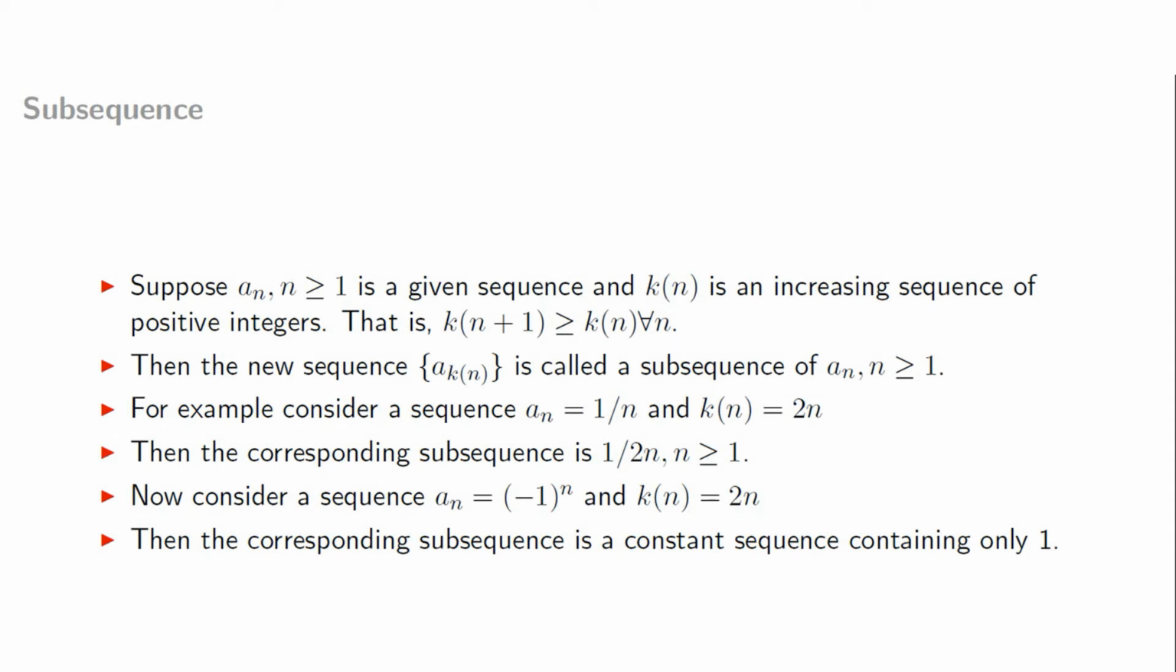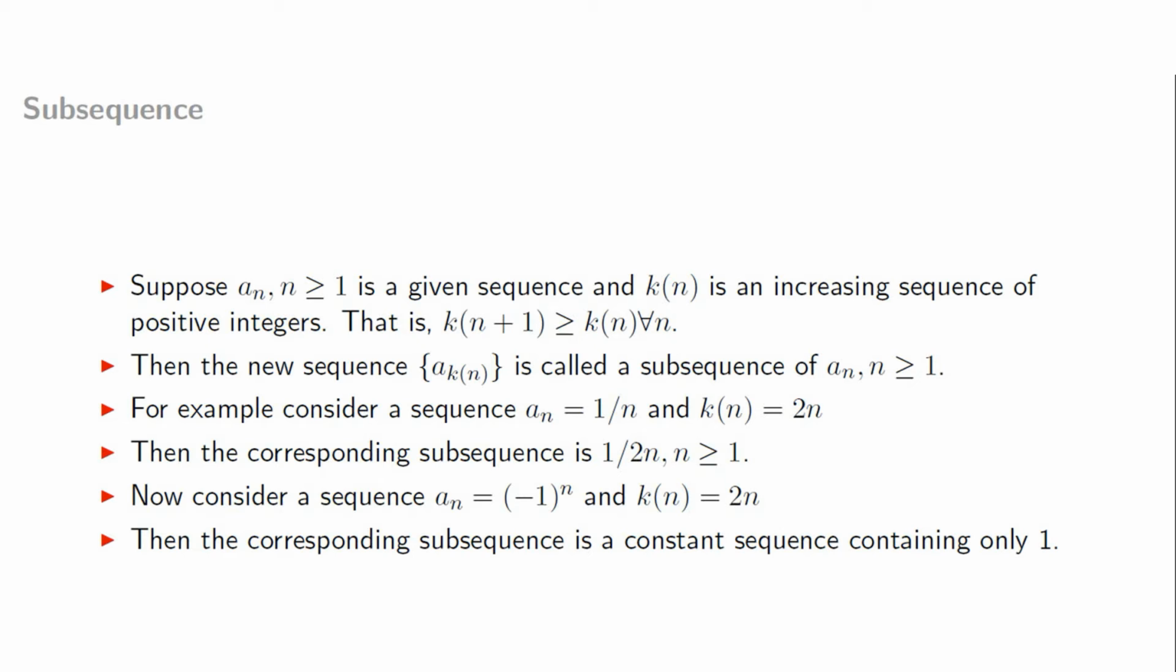Next, we introduce the concept of subsequence. Suppose a_n is a sequence of real numbers and k_n is an increasing sequence of positive integers, that is k_{n+1} is greater than or equal to k_n for all n. Then the new sequence a_{k_n} is called a subsequence of a_n. For example, consider a sequence a_n equal to 1 by n and consider k_n equal to twice n. Then the corresponding subsequence is denoted by 1 by 2n, n greater than or equal to 1.